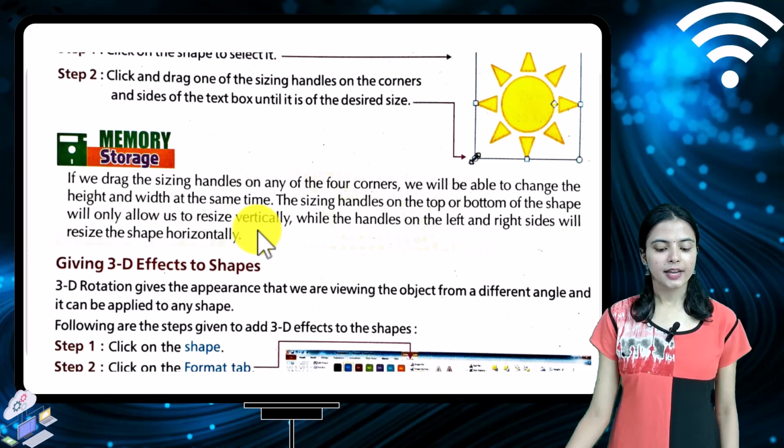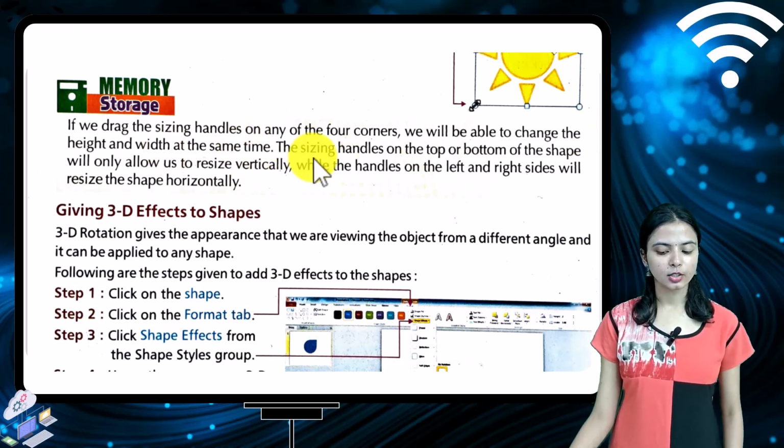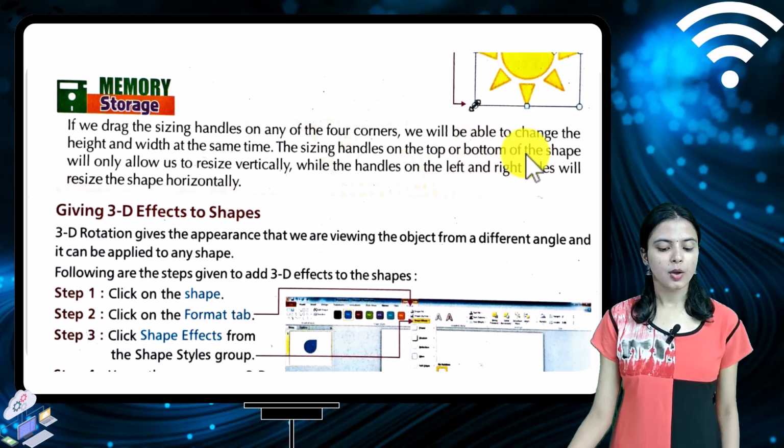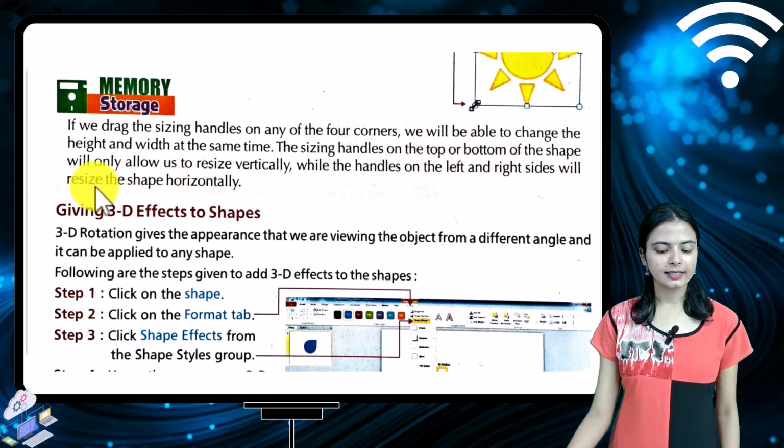Now if we drag the sizing handles on any of the four corners, we will be able to change the height and width at the same time. The sizing handles at the top and the bottom of the shape will only allow us to resize it vertically, and the handles at the left and right will resize the shape horizontally.